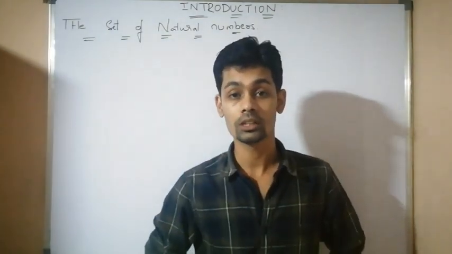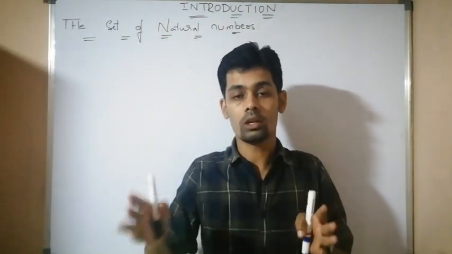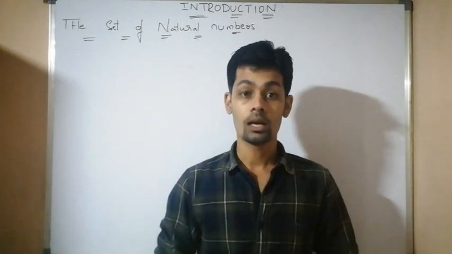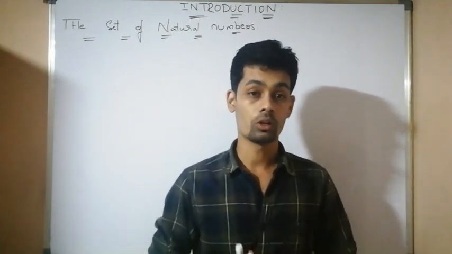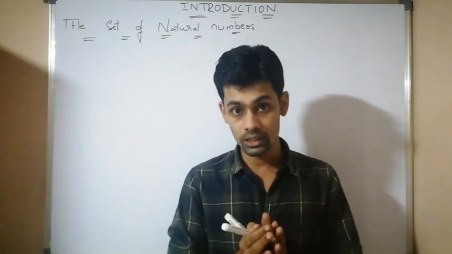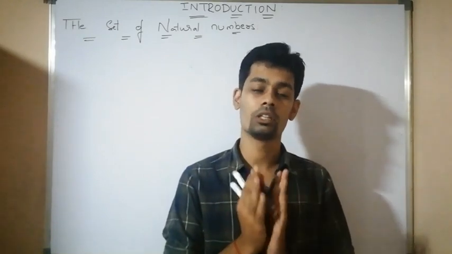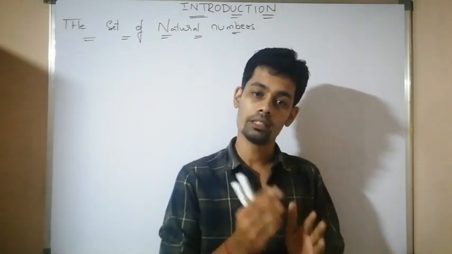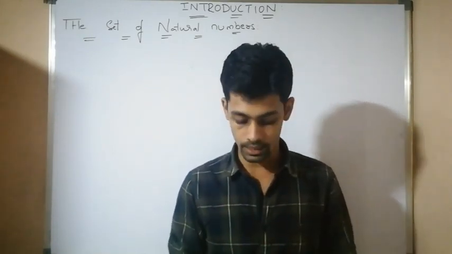What are the positive integers? 1, 2, 3, 4, and so on. Minus 1 is not positive because it is negative. 0 is neutral. It is both positive as well as negative.